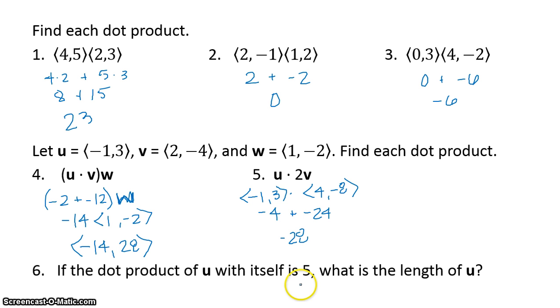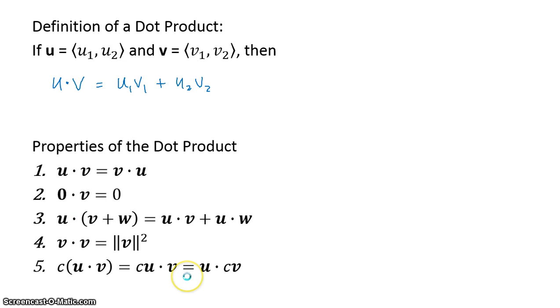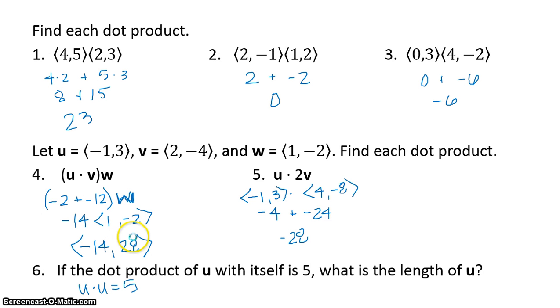If the dot product of u with itself is 5, so u times u equals 5, what is the length of u? If you look back at your properties, a vector times itself is its magnitude squared. So that means that 5 is actually the magnitude of u squared, which would mean that the magnitude of u, or the length of u, is the square root of 5.